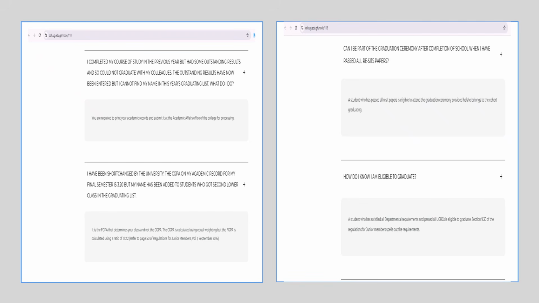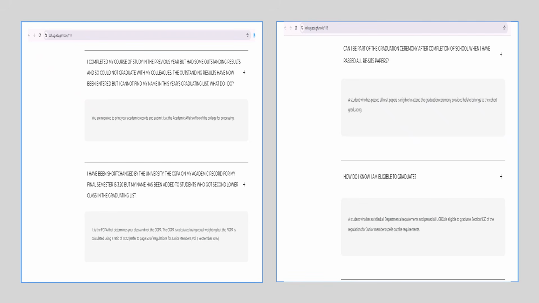But my name has been added to students who got second lower class in the graduation list. So what this person is trying to say is that when he downloads his academic records, or orders his final transcript, what he can see on the paper is that his CGPA is 3.20, which means that when everything for the 4 years has been added and divided by the number of credit hours, he or she had 3.20.